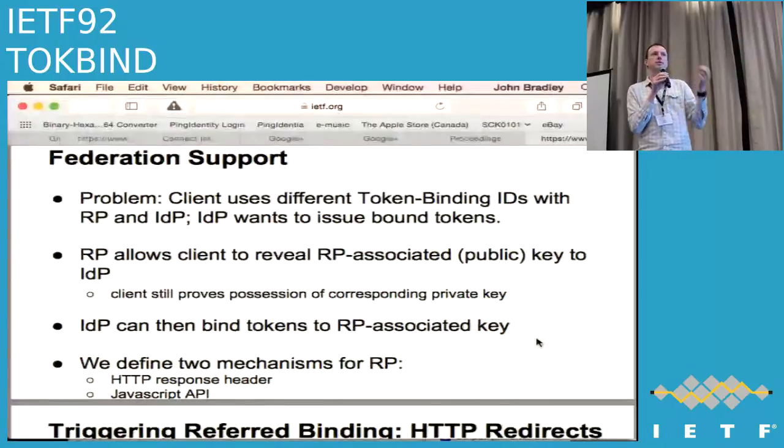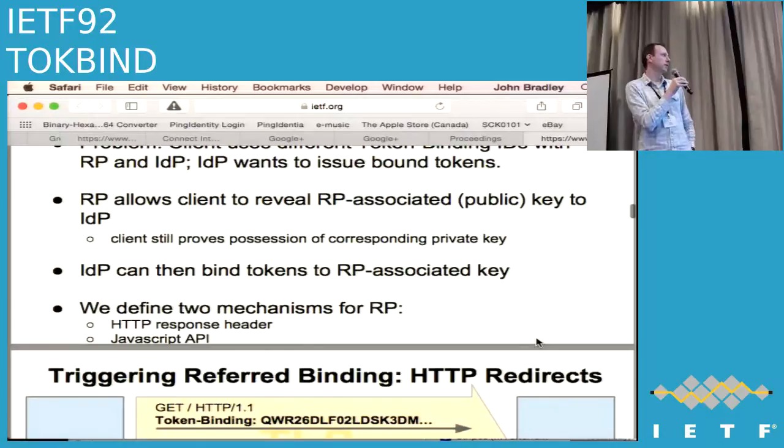So the question is, how does the relying party signal that it's okay to reveal that public key to the identity provider? In the draft, we provide two examples for that: one for HTTP redirects and one for using JavaScript.